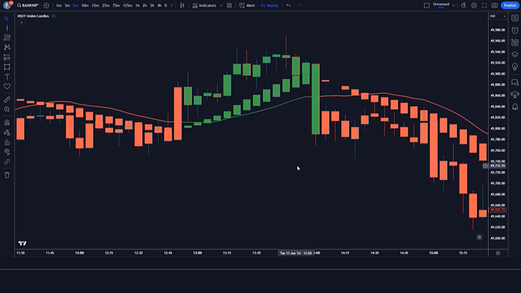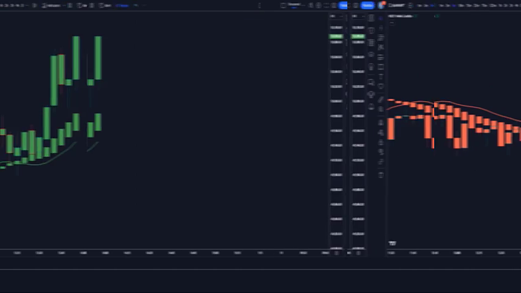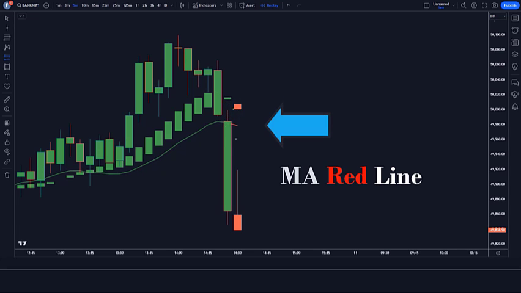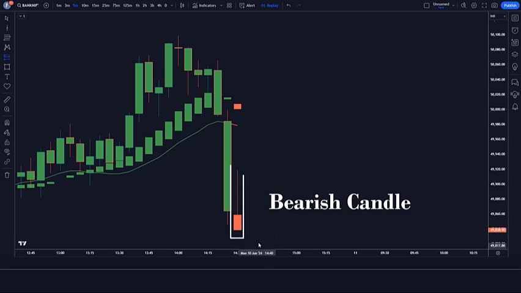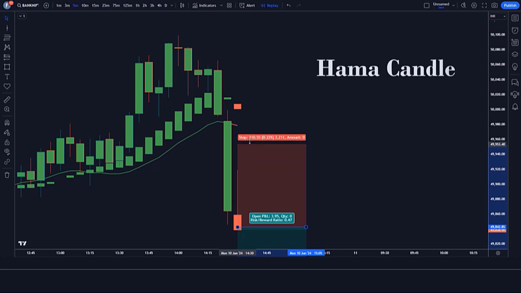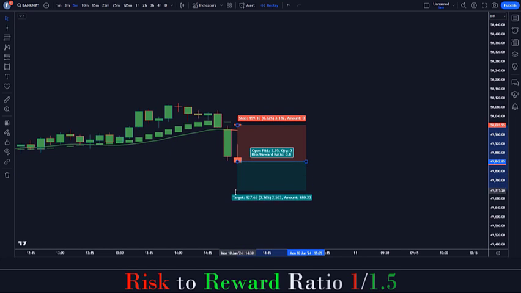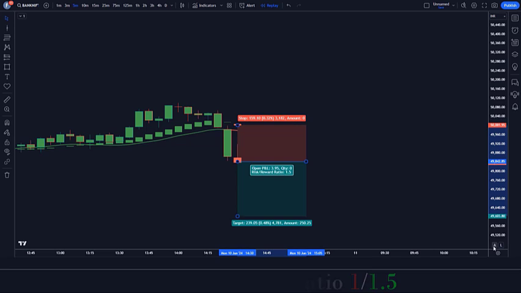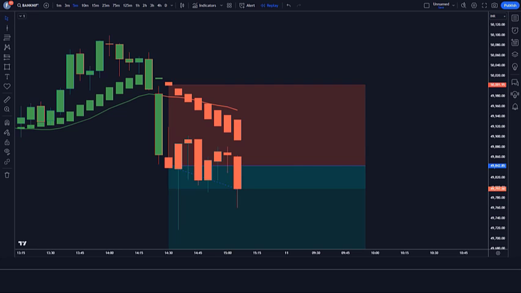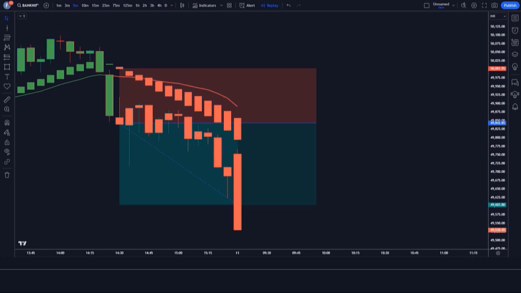Let's see how we use these trading setups. When the HAMA candle indicator gives us a red candle signal, when the MA line is a red line, and when the market forms a bearish candle, if this condition is fulfilled, then we will place a sell order. Our stop loss is to be placed at the red HAMA candle, and the risk to reward ratio will be 1:1.5. The market has completely hit the target.